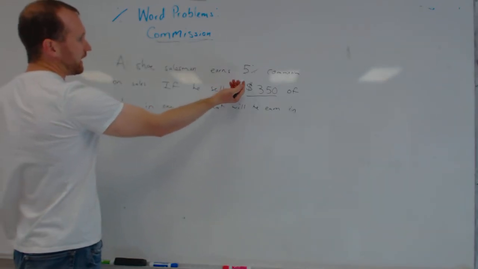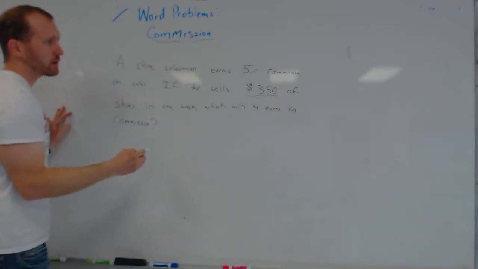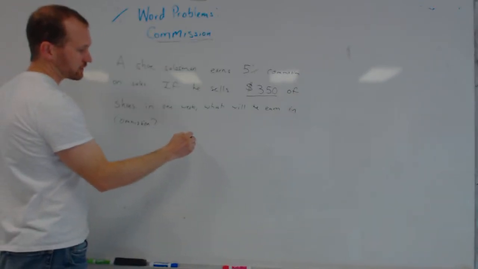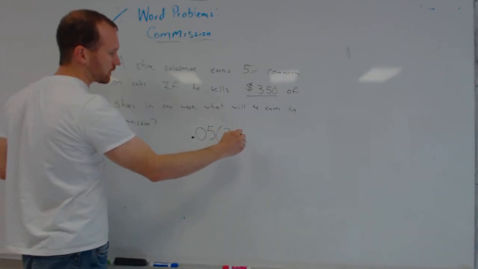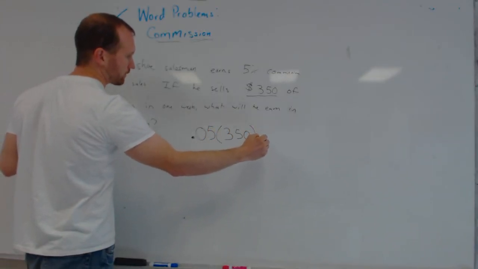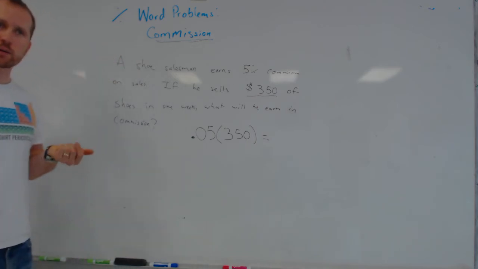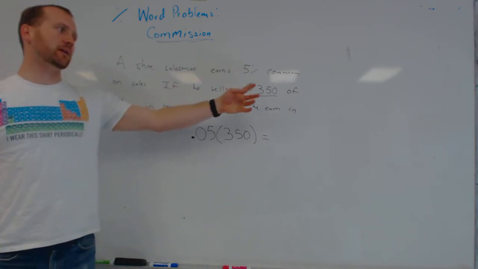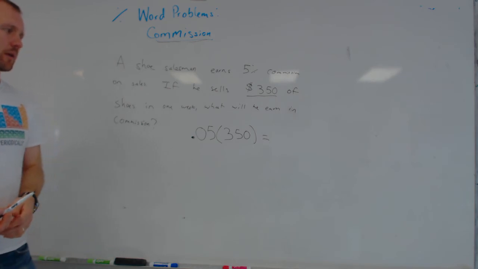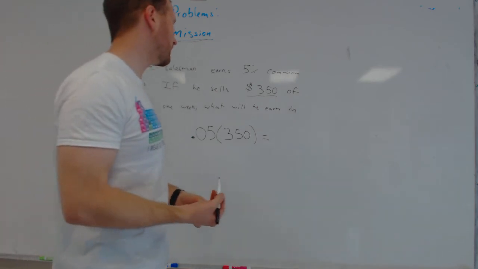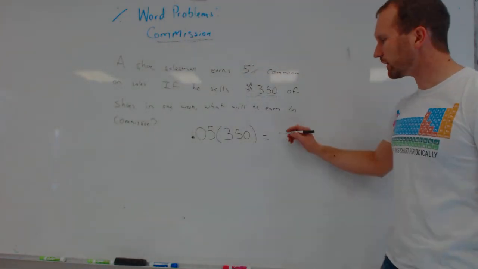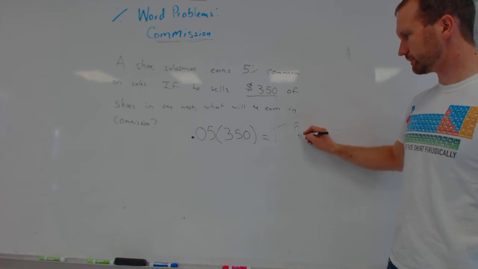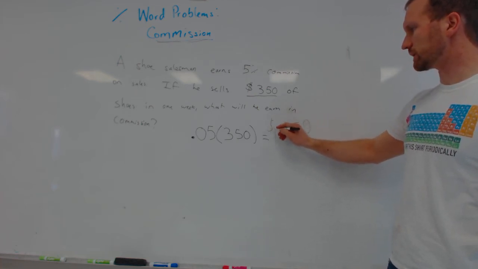So we're just going to take 5% of 350, which is 5% as a decimal, times 350. And that's all we have to do, right? 5% of 350 is 17.5. So we would say $17.50.